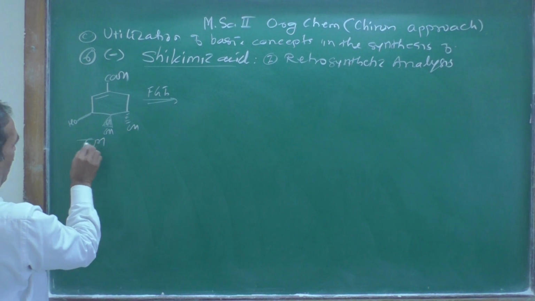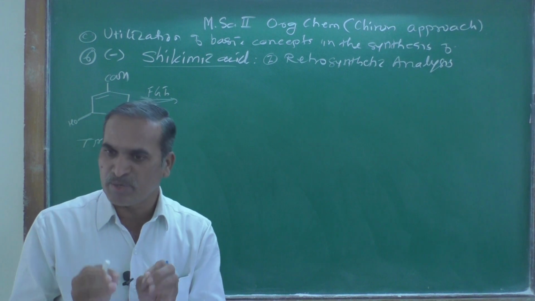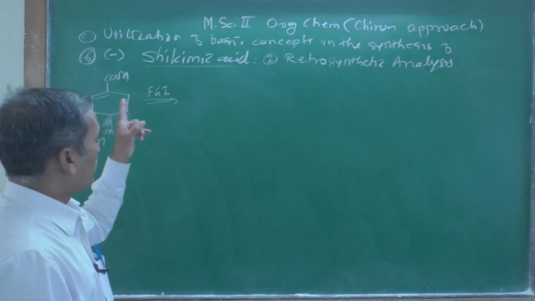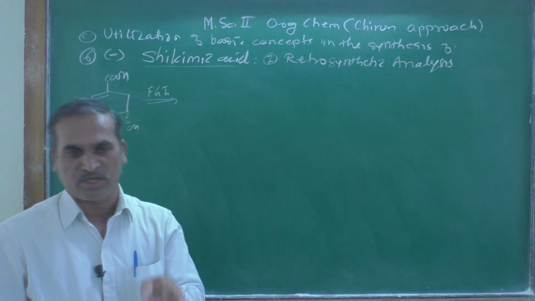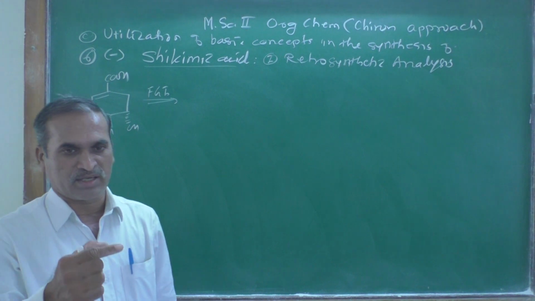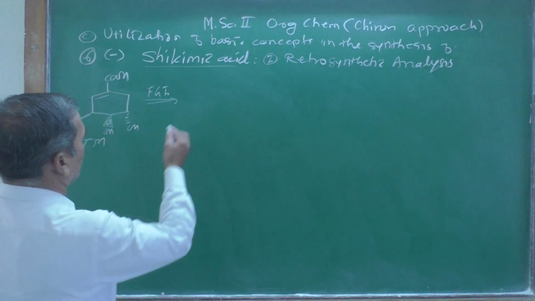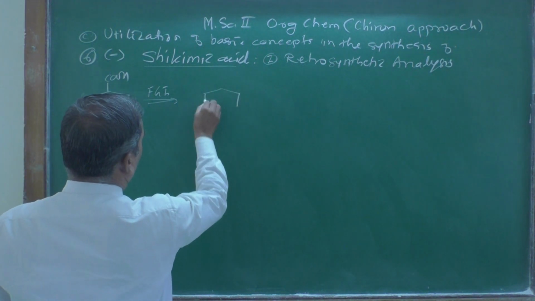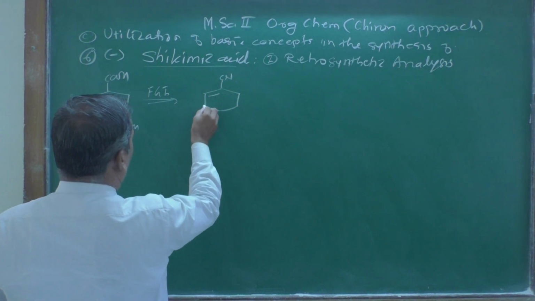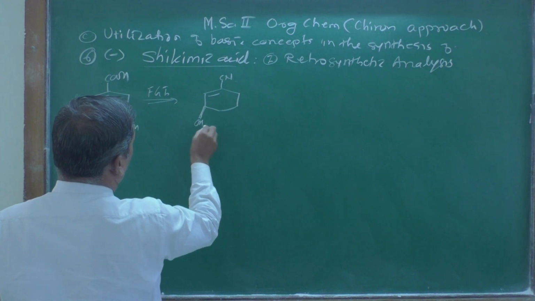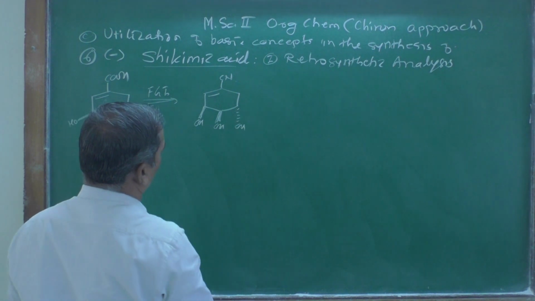This is our target molecule, and a target molecule is one whose synthesis is being planned. FGI means functional group interconversion: one functional group is converted into another so that a connection becomes possible. Therefore we convert this carboxylic group into a cyanide group, C triple bond N, and the other groups remain as they are: these two OH are above the plane, another OH is below the plane.